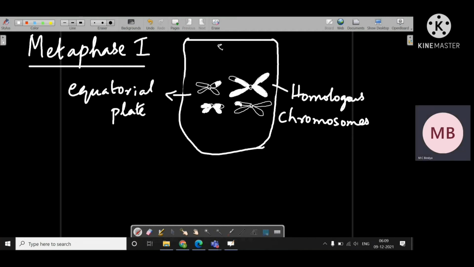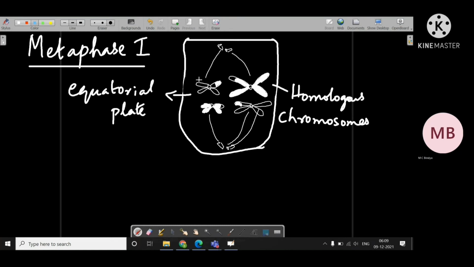And centrioles that produce microtubules are also found, where the microtubules are attached to the kinetochore region of the chromosomes. So this is a kinetochore that is found near the centromere. So microtubules from the centrioles are attached to these kinetochores.